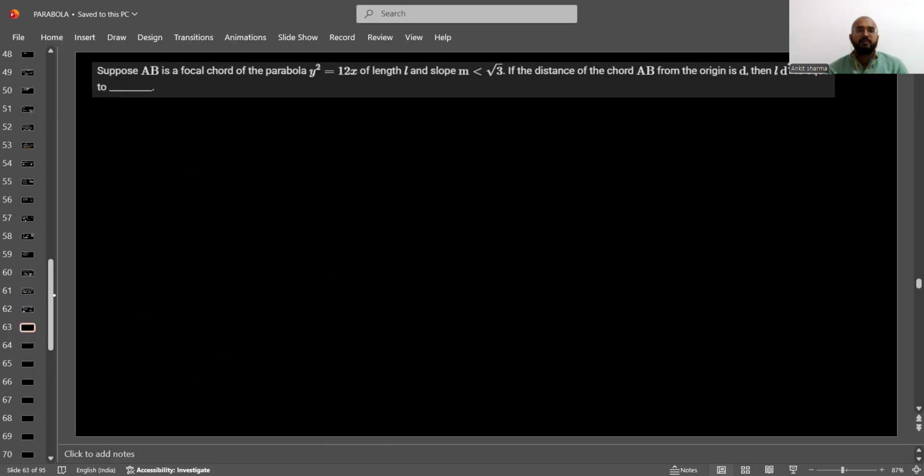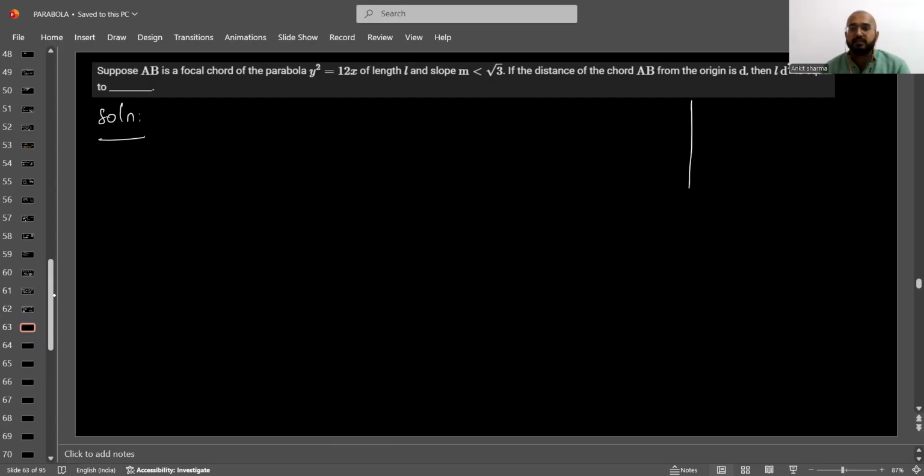Coming to the next one. It says that suppose AB is a focal chord of the parabola y square is equal to 12x of length L and slope m is less than root 3. If the distance of the chord AB from the origin is d, then what is L into d square?